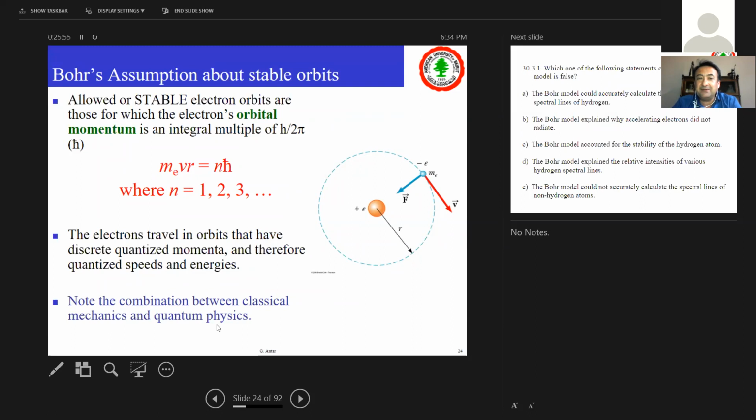So what he did is he related m_e v r, that's classical mechanics, the mass, the velocity, and the radius, okay? Equal to quantum mechanics, which is n h bar. And n is called the principal quantum number, okay? So this is his major assumption.